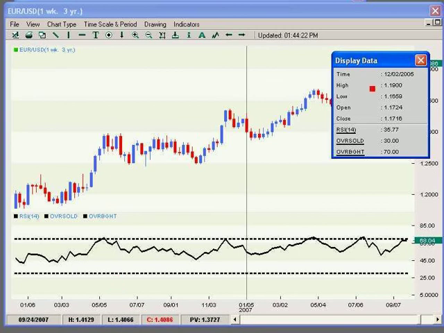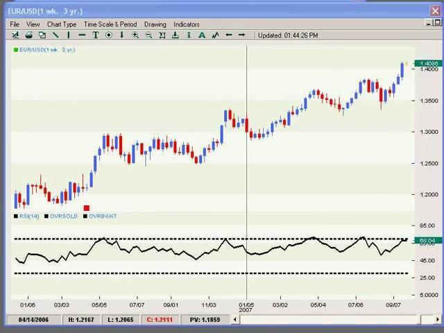This is an example of the euro dollar over the last 3 years. This is a weekly chart of the euro dollar. And as you can see, what we try and do is actually not anticipate where the market is going to go, but have the market tell us the most likely location of its move.